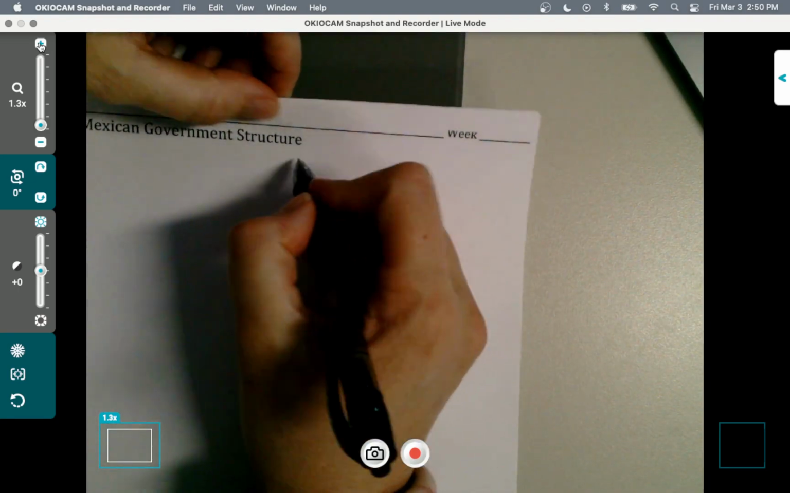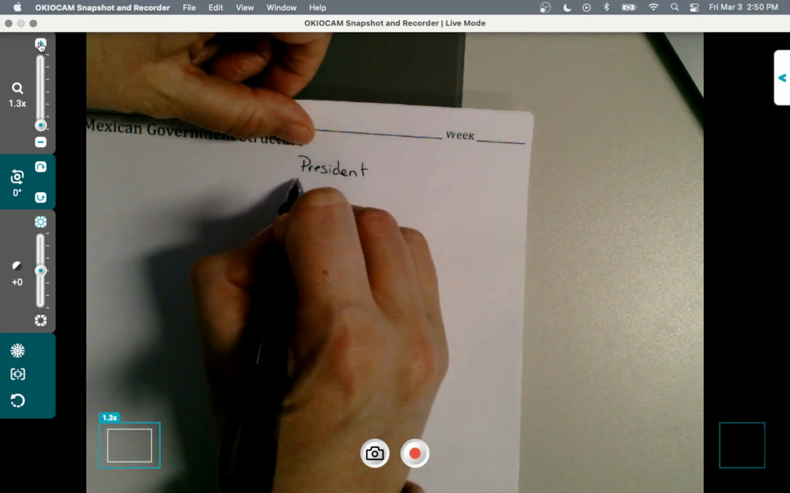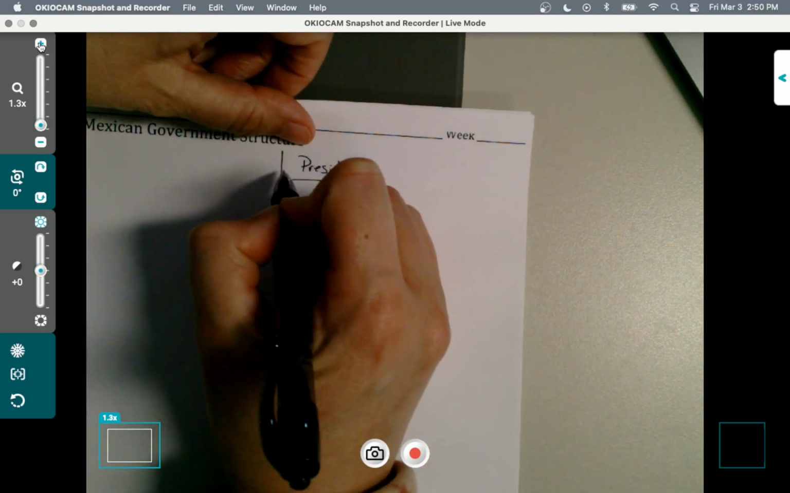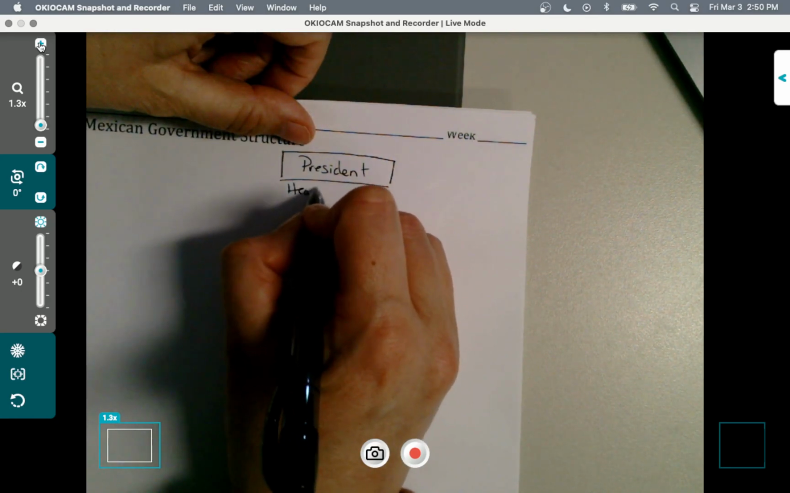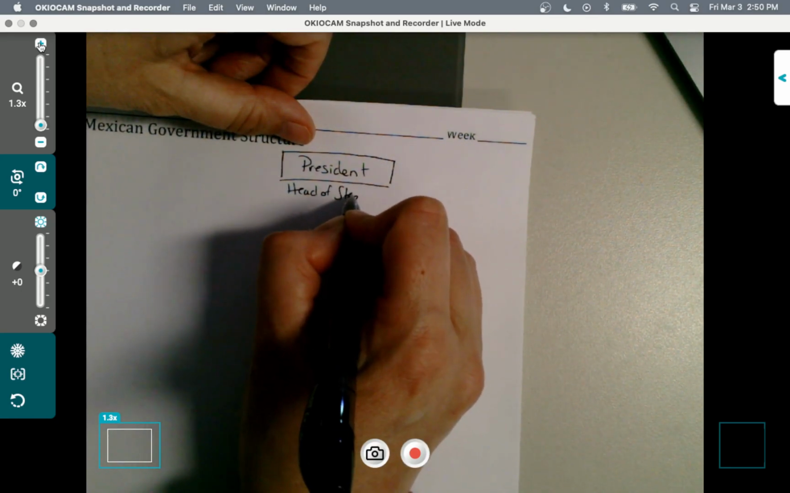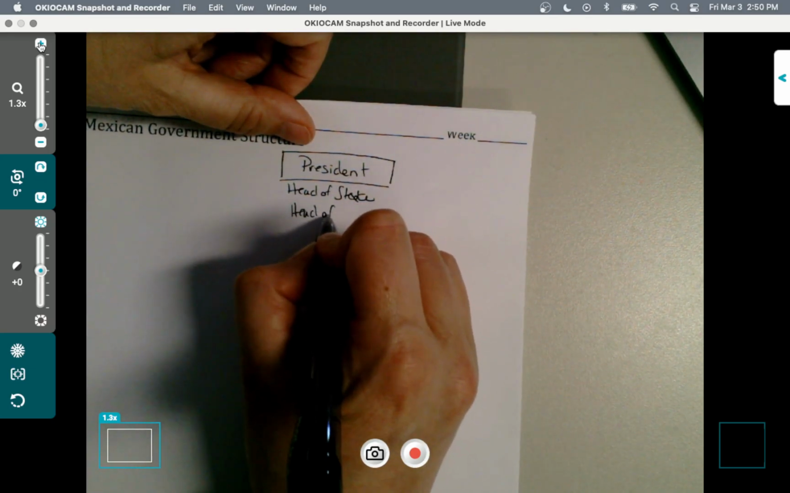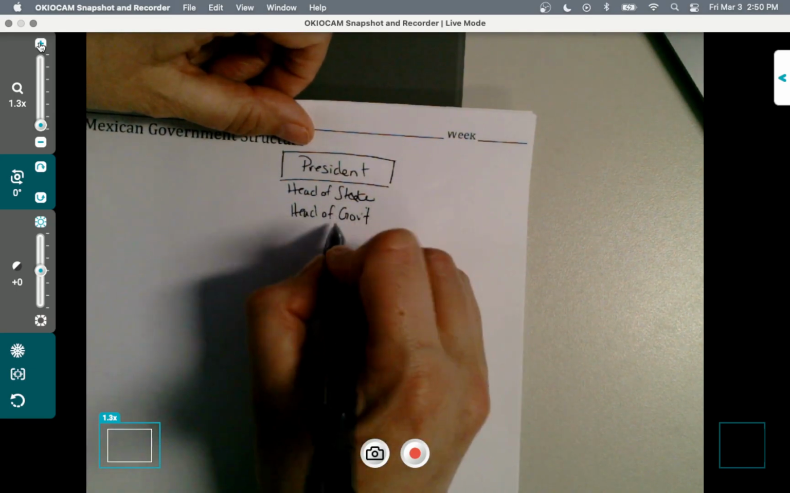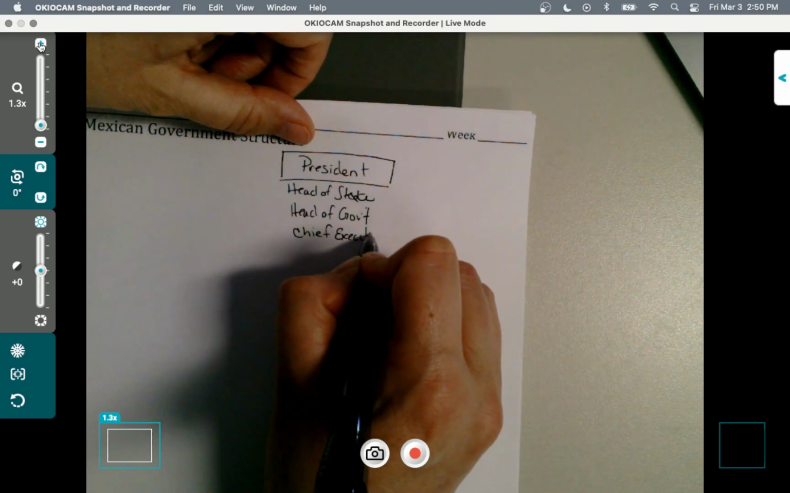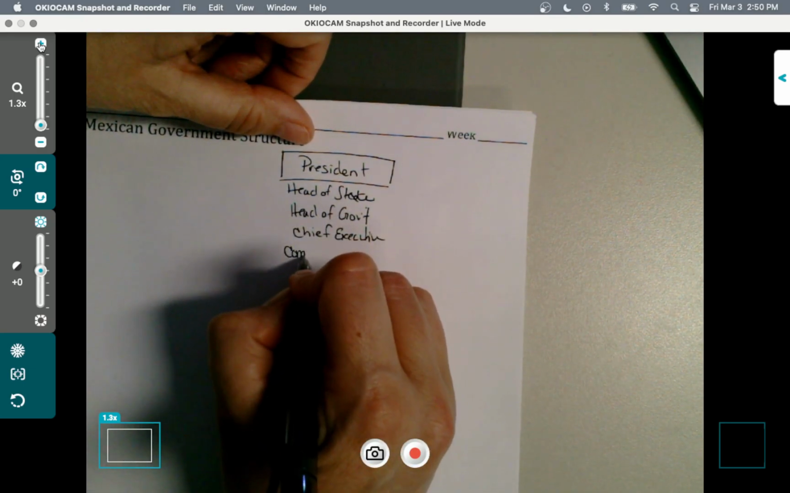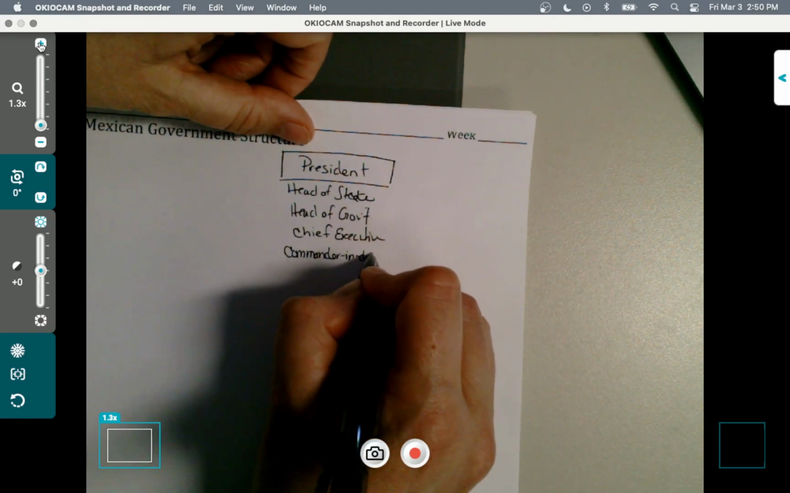Here we go. Let's go to president. They are the head of state. They are head of government. They are chief executive. And they are commander-in-chief. So they are very similar to the U.S.